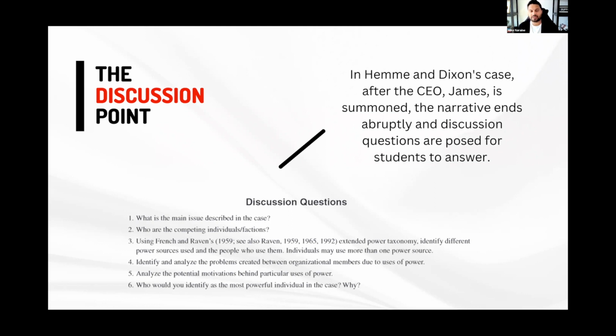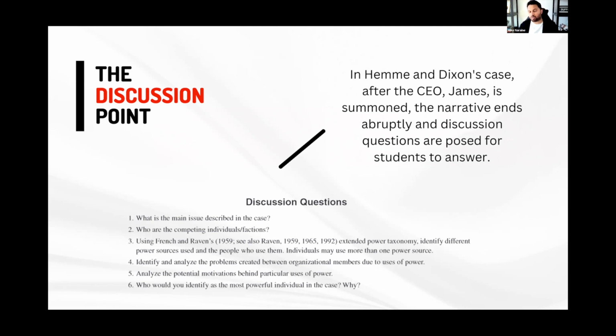And so you can see some of the main questions here. What's the main issue? Who are the competing individuals, rather? Using French and Raven's taxonomy, identify the power sources at play here, identify and analyze problems created between the organizational members, analyze potential motivations between the uses of power, and who would you identify as the most powerful in this case? Now, some of these questions could just exist as food for thought.